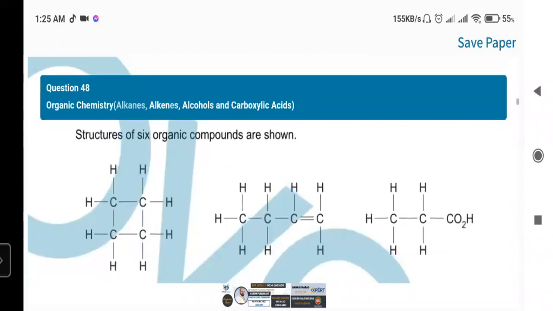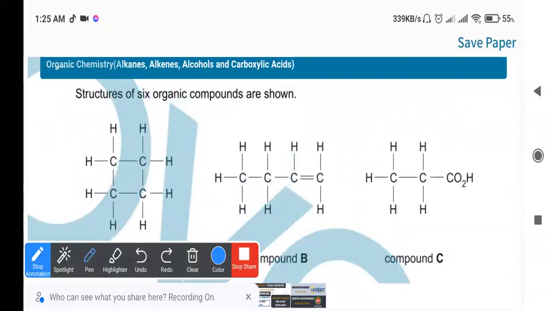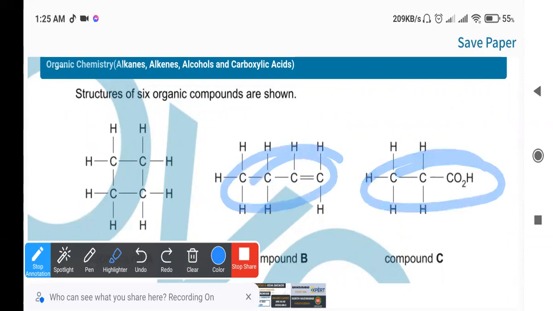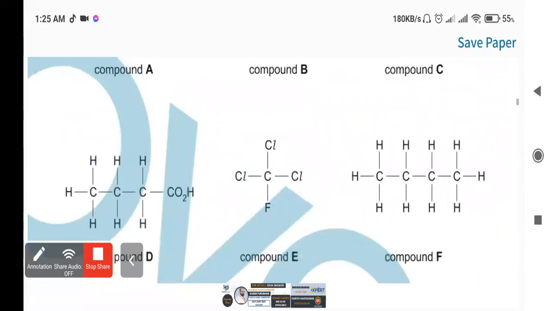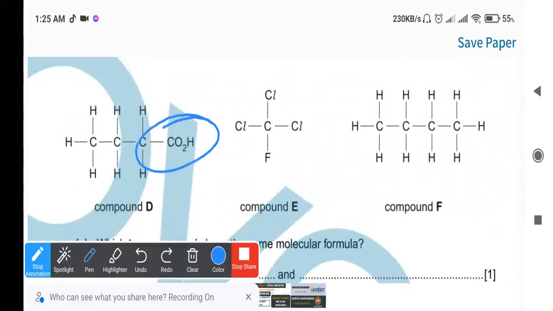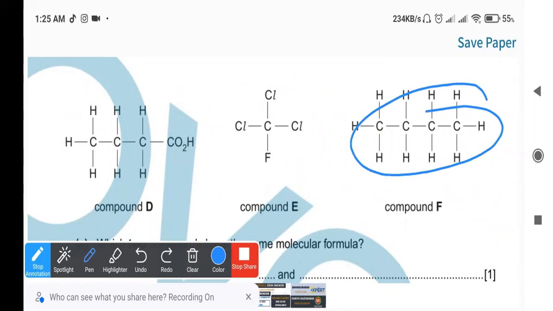So some organic compounds are given. Again, this is the cyclic alkane. This is an alkene. This is a carboxylic acid. This is also a carboxylic acid. This is a halogenoalkane. This is a straight-chain alkane.